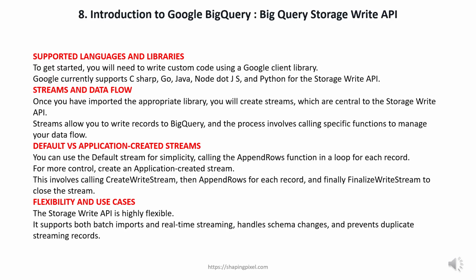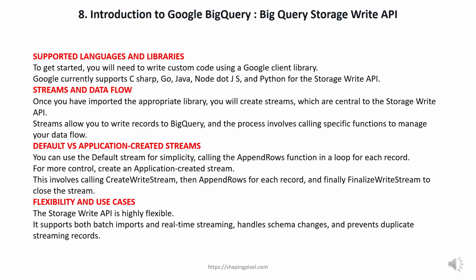You can use the default stream for simplicity, calling the append rows function in a loop for each record. For more control, create an application created stream. This involves calling create write stream, then append rows for each record, and finally finalize write stream to close the stream. The Storage Write API is highly flexible. It supports both batch imports and real-time streaming, handles schema changes, and prevents duplicate streaming records.